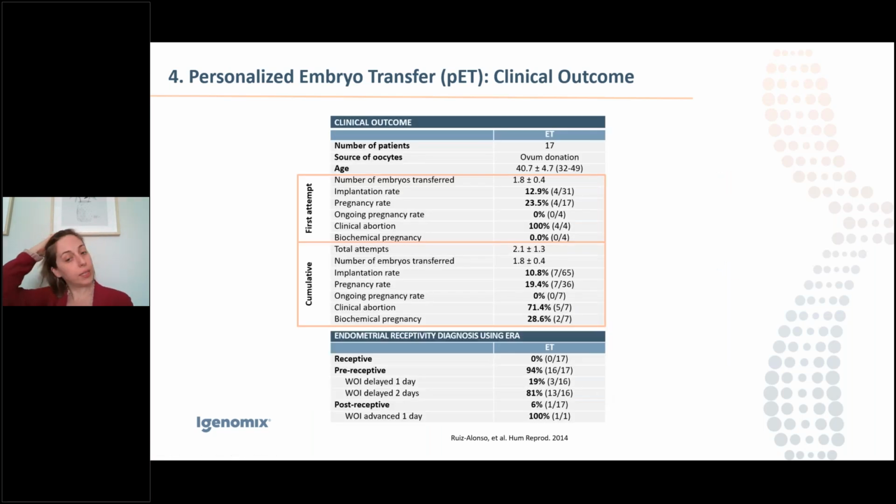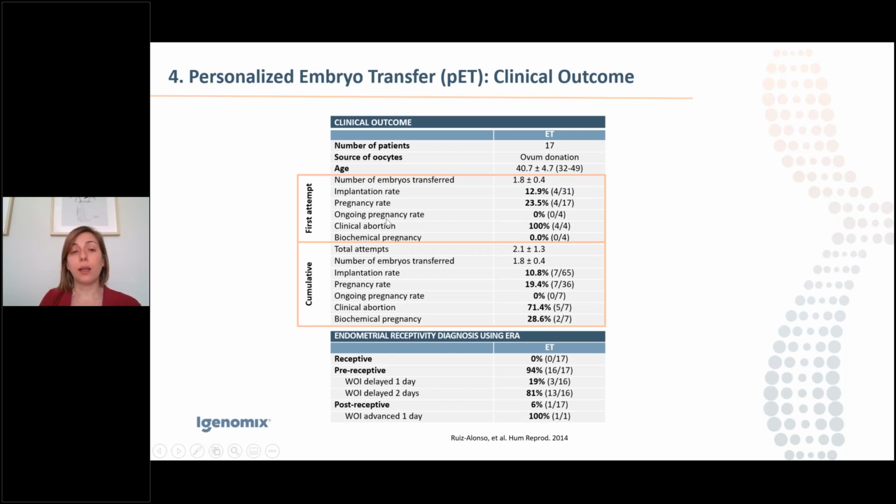This is another study that we performed in 2014, a pilot study with 17 patients. What we wanted to check is what happened in those patients in which we are transferring at a non-receptive endometrium. So here you have the clinical outcome of these 17 patients using ovum donation, okay?